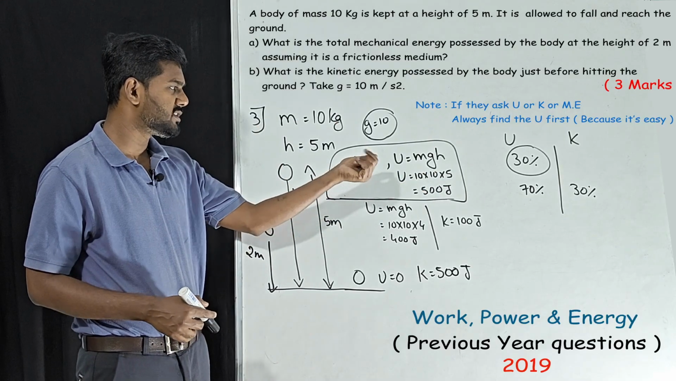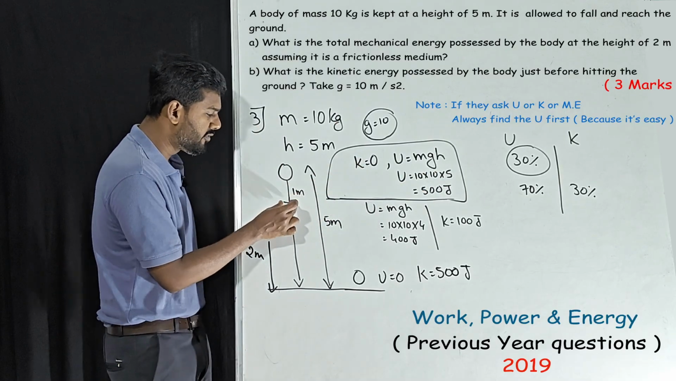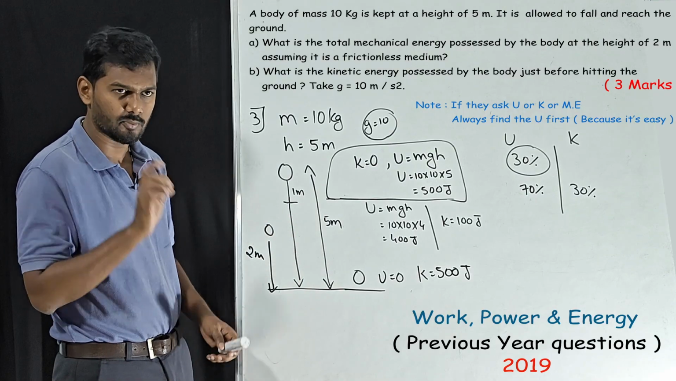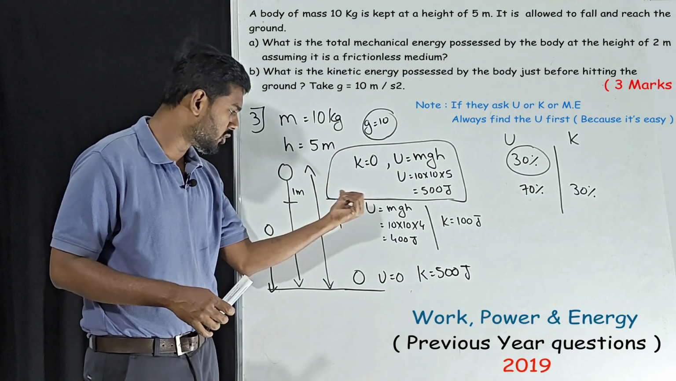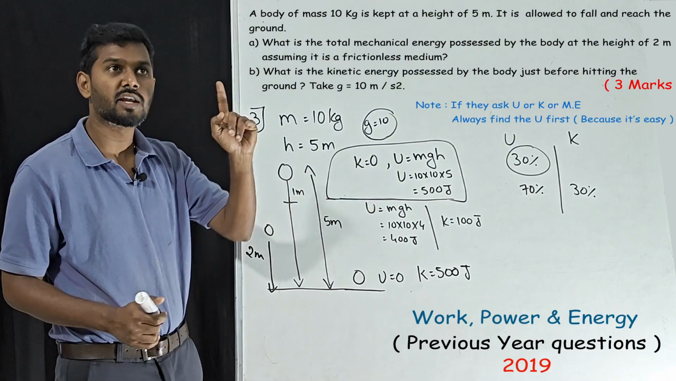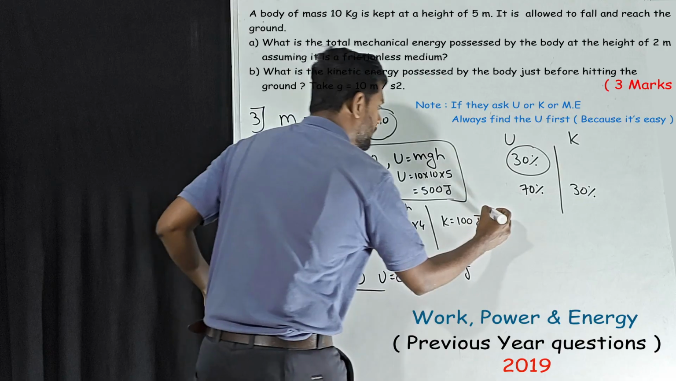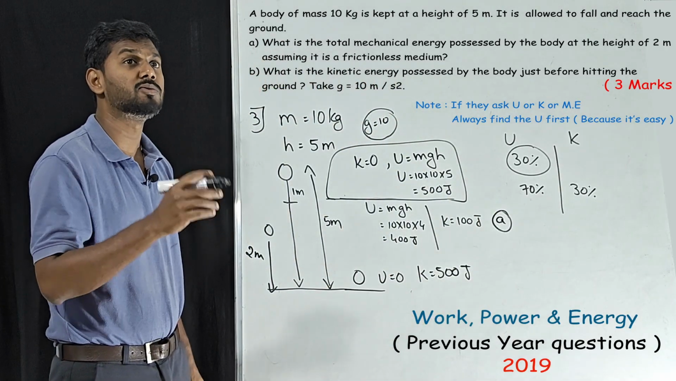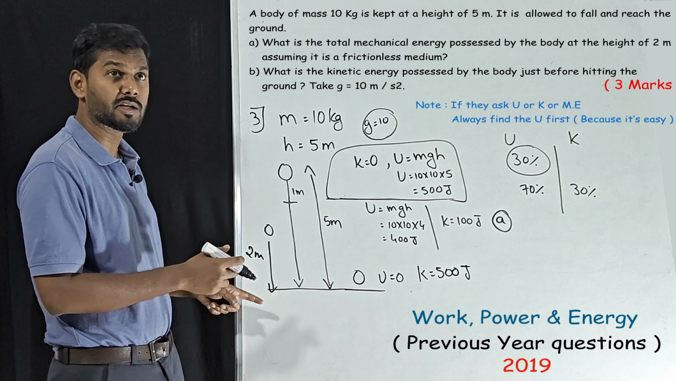Once you find potential energy and kinetic energy, we know that at every point mechanical energy remains the same. That you should know. Once we find this, you don't have to calculate all these things again, only for the first position. Once you solve this, we will go directly to the question. So sub question A: what is the total mechanical energy possessed by the body at the height of 2 meter?